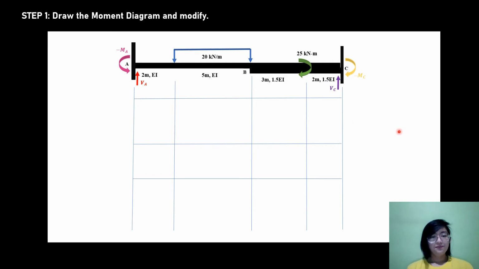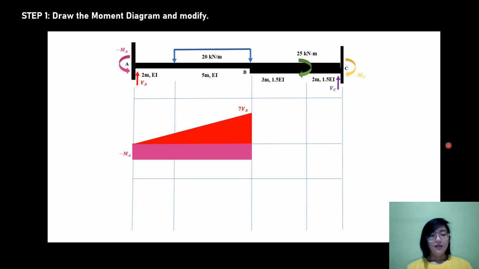Now, let's start. So, VA. Ano yung moment ng VA papuntang point B? So, VA times yung distance niya, which is 7. So we have 7 VA. Next is yung MA naman. So, negative MA kasi yung sign convention natin. So, negative MA. Sa VC naman is VC times yung distance, which is 3 plus 2. So, 5. So, we have 5 VC.